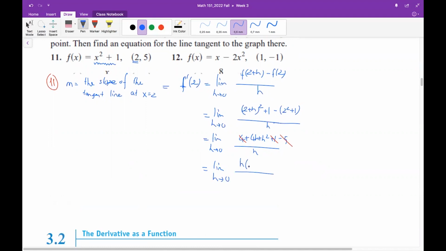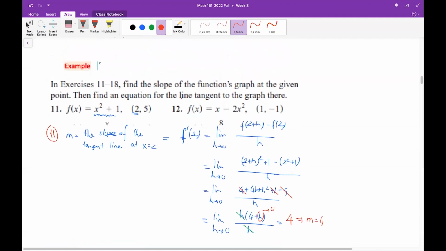So take h outside the parentheses, (4 + h) divided by h. You see you have a very nice simplification again, showing you that the result is, you are sending h to 0 after you simplify. This goes to 0, right? So the result is 4, which means the slope is 4.